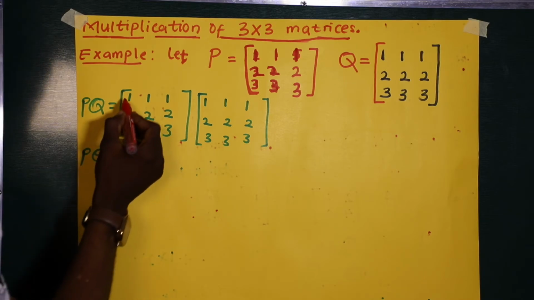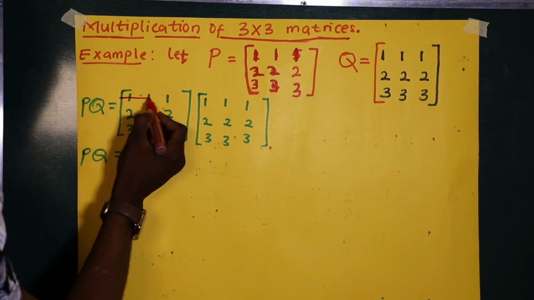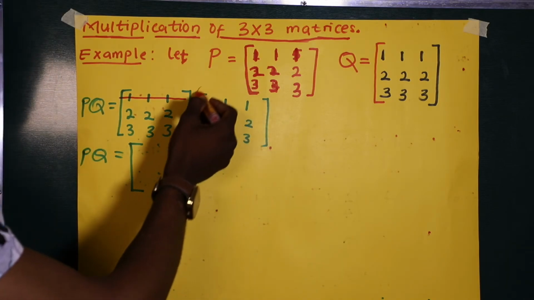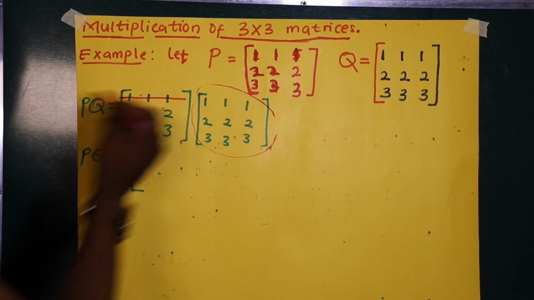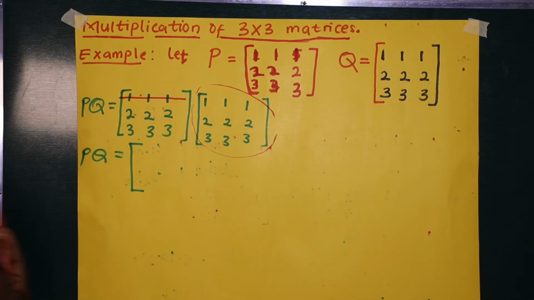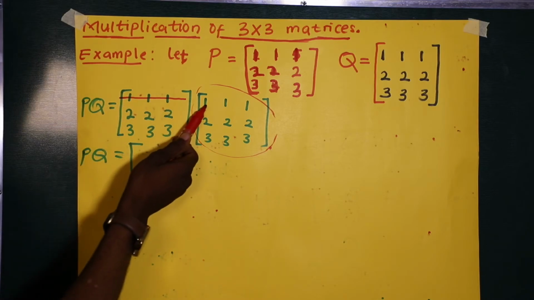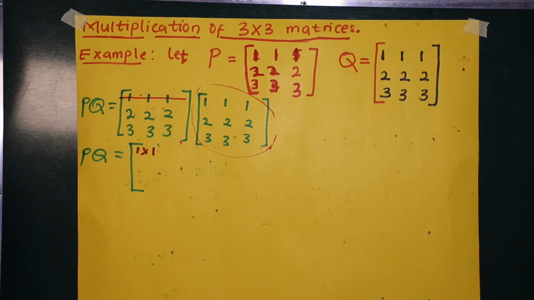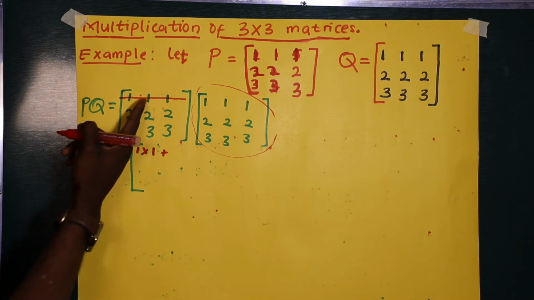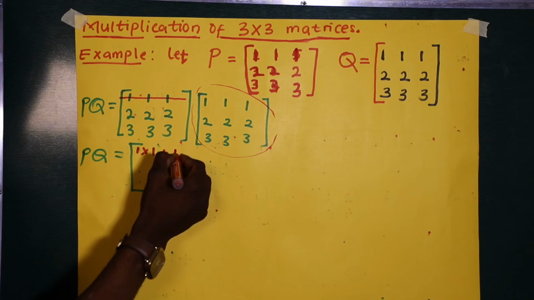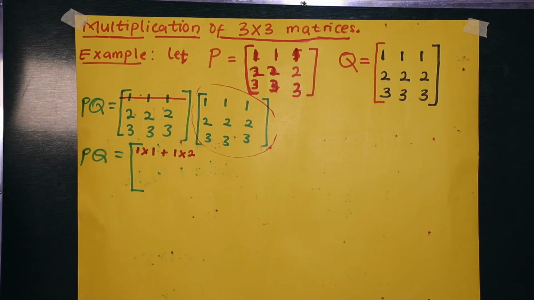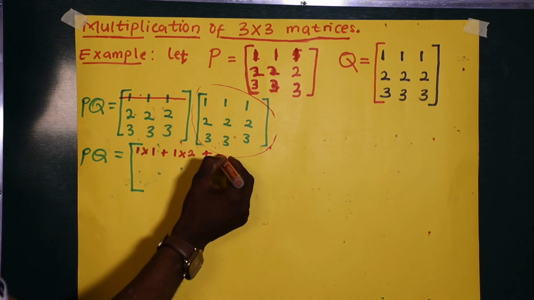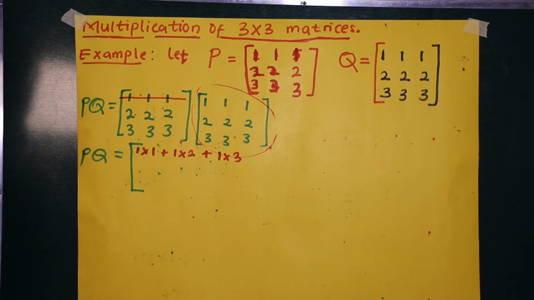First, when you take the first row of the first matrix, you multiply it with the whole elements inside the second matrix. That is 1 times 1, plus 1 times 2, plus 1 times 3.